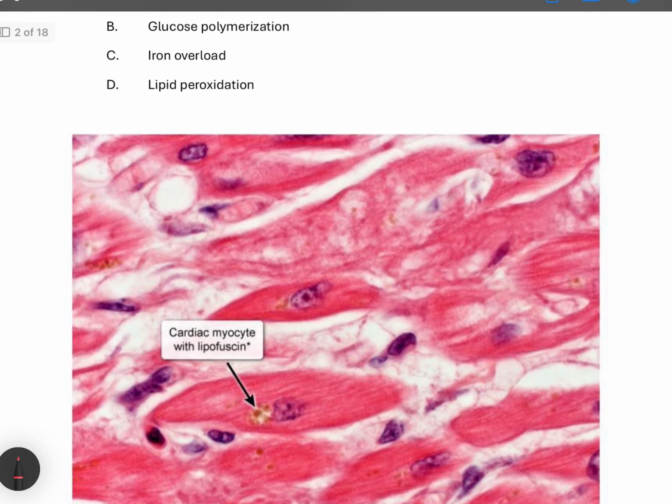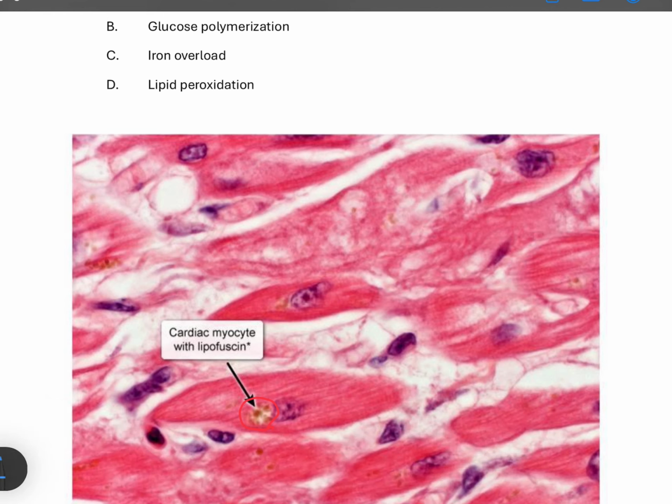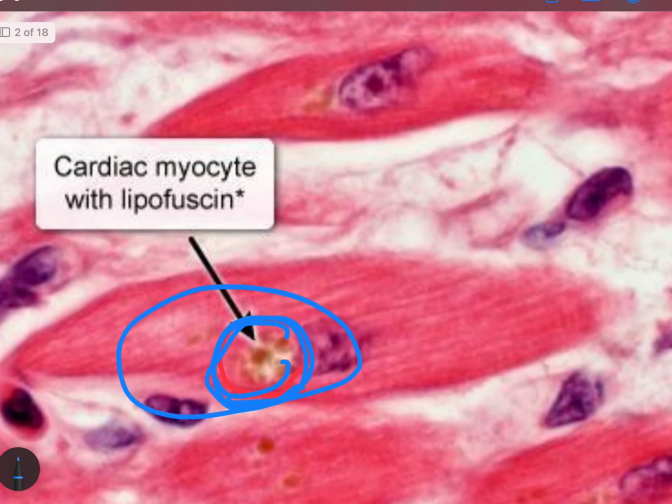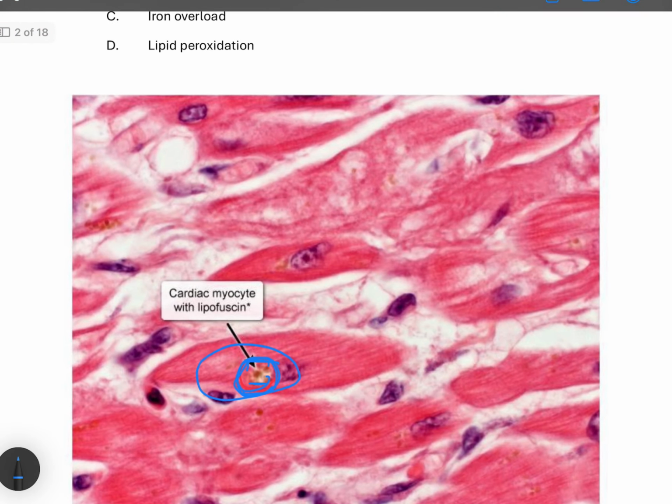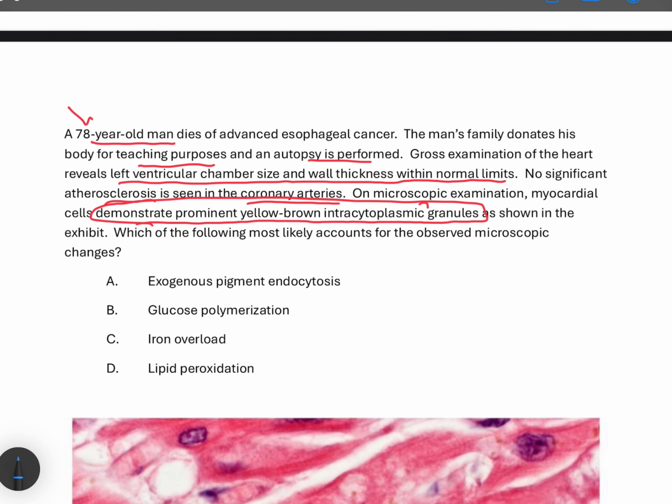Guys, these are the brown granules, correct? That is what is shown in the slide. These are cardiac myocytes, and if you focus, you can see intercalated discs. The cardiac cells have that brown pigment. It's lipofuscin. Lipofuscin is also one indication of aging.